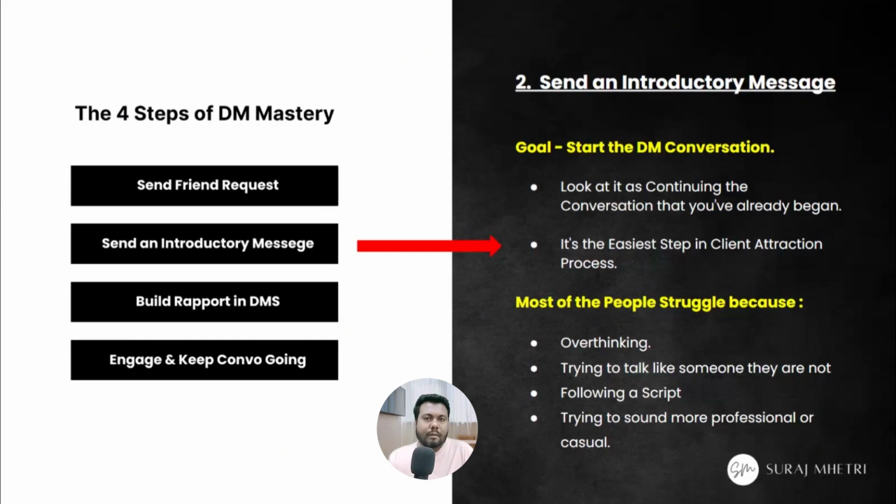Most of the people struggle because they try to talk like someone they are not, because they follow a certain script that doesn't work for every niche. They try to sound more professional or more casual. That is why these people struggle. It actually feels unnatural to speak in a certain way via DMs. And chances are that it feels unnatural on the other end as well, right?